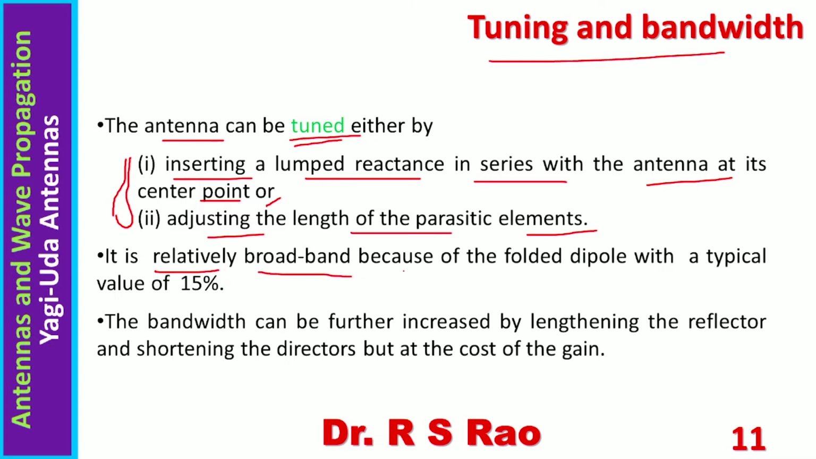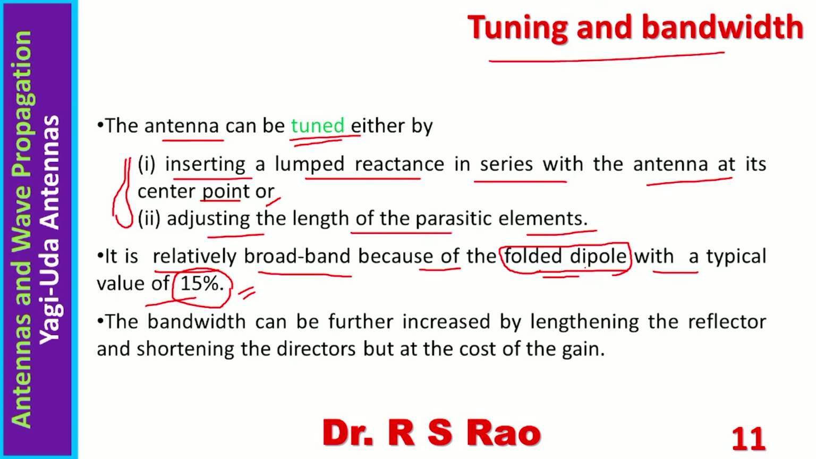It is relatively broadband, with a typical bandwidth value of 15%, because of the folded dipole. The broadbandedness of this antenna is the result of the folded dipole. Ordinary dipoles are not broad banded, but a folded dipole exhibits broadband characteristics.